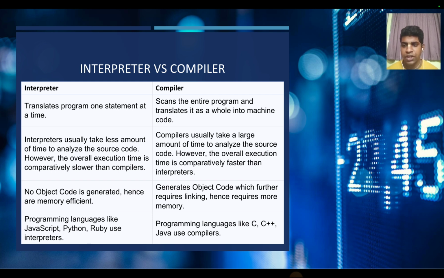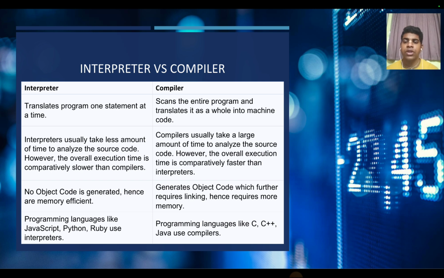No object code is generated in the case of an interpreter, and therefore memory use is very efficient. But in a compiler, object code will be generated, and therefore more memory is required. So the interpreter works in programming languages like JavaScript, Python, Ruby, and the compiler for programming languages like C, C++, Java. These are the examples.